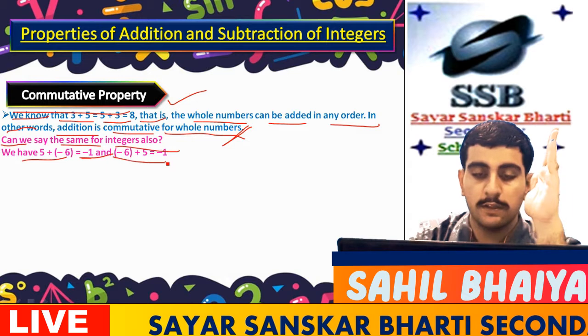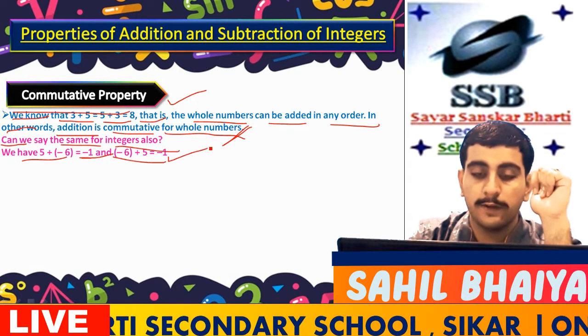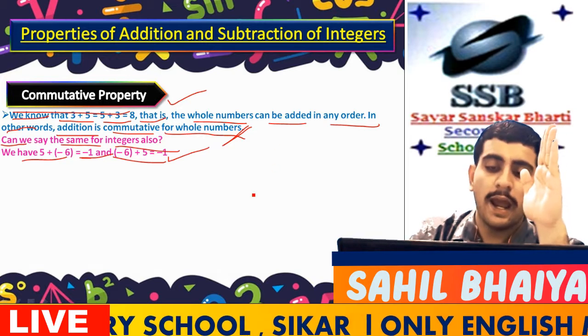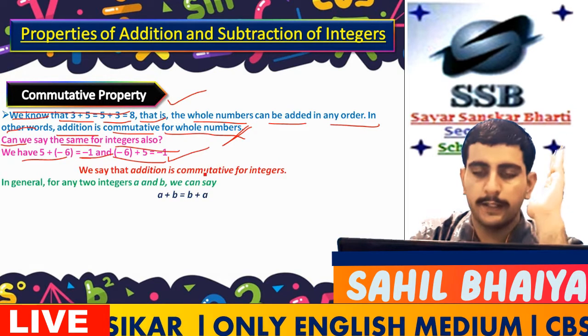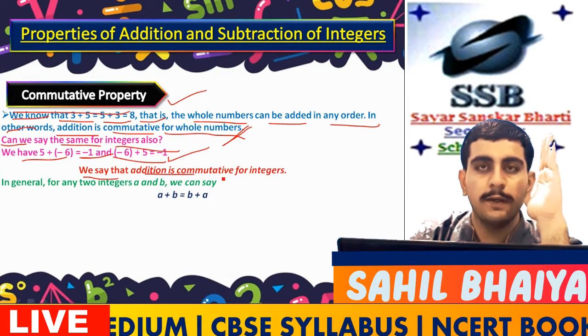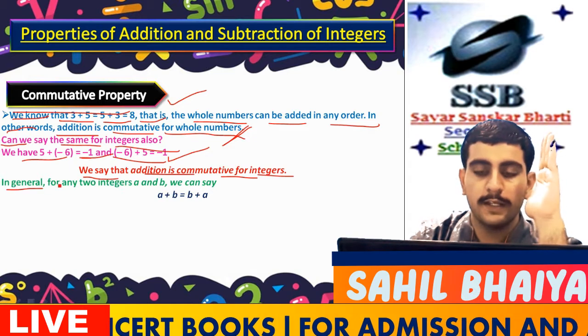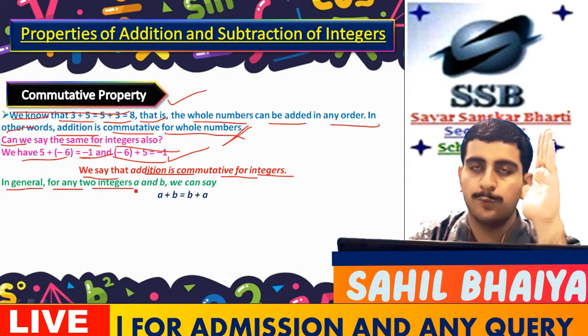Here you can see this is also minus 1, this is also minus 1. The order doesn't impact the answer. It means we said that addition is commutative for integers. Now next is, in general for any two integers a and b, we can say that a plus b equals b plus a.